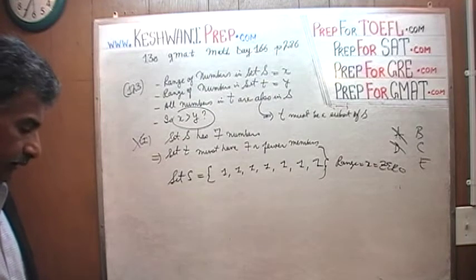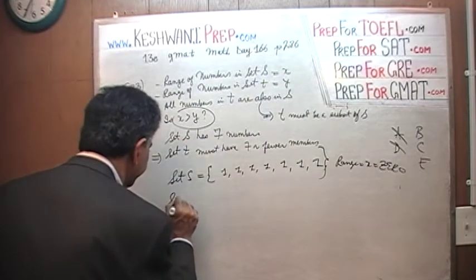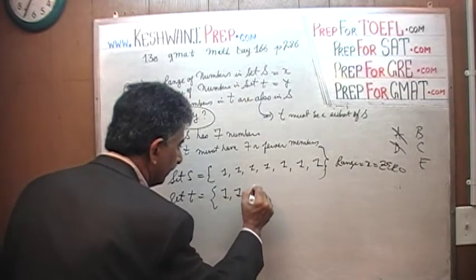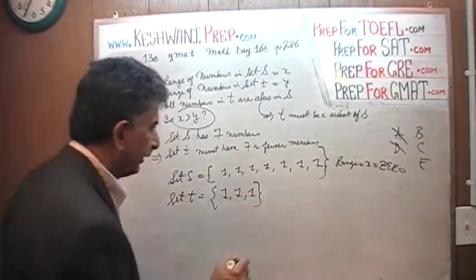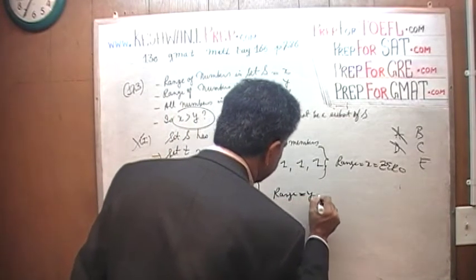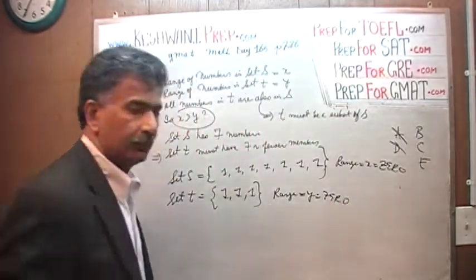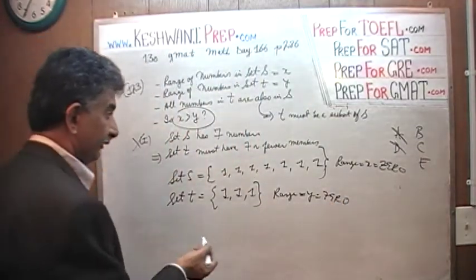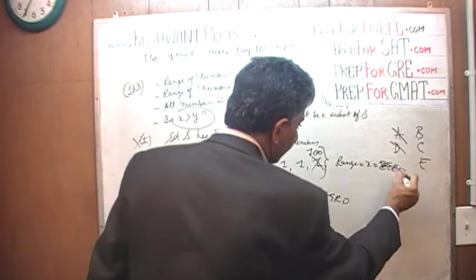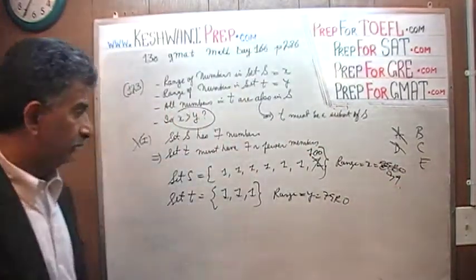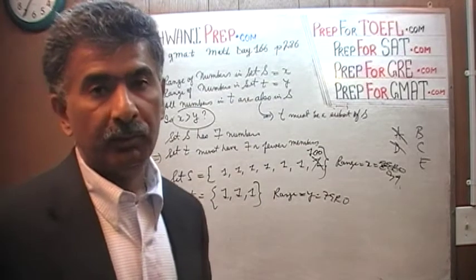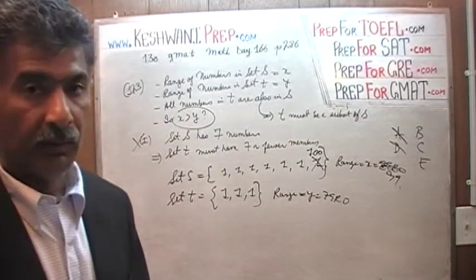And we could have set T consisting of only 2 or 3 elements. Here the range again would be 0. Or if it turns out that set S consists of 1, 1, 1, 1, 1 and at the end it happens to be 100, in that case the range would be 99, and this will still be 0, and therefore we cannot tell if X is greater than Y or if they are equal to each other. It can go either way.